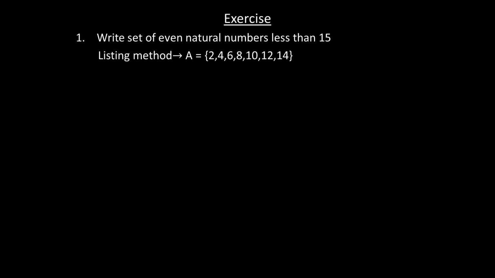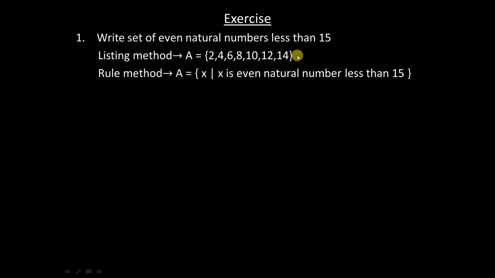So the first one is the listing method. Here I have considered this set as A and I have written the even natural numbers 2, 4, 6, 8, 10, 12 and 14, which are less than 15. I am going to write the same set using the set builder form or rule method, which is nothing but set A having a variable x such that x is an even natural number less than 15. So you can write it in very simple words.